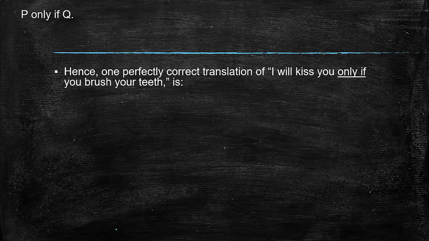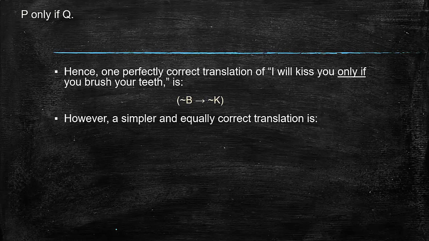Hence, one perfectly correct translation of I will kiss you only if you brush your teeth is if not B, then not K. If not brush, then not kiss. No brush, no kiss. However, a simpler and equally correct translation is if K, then B. If kiss, then brush.